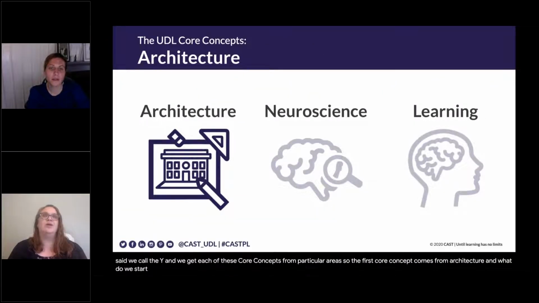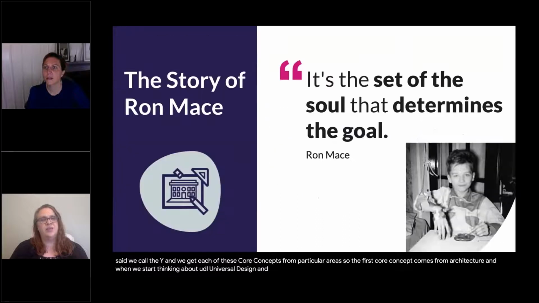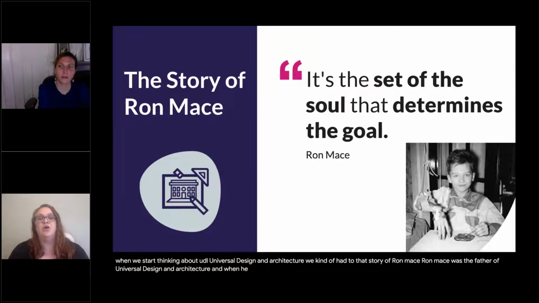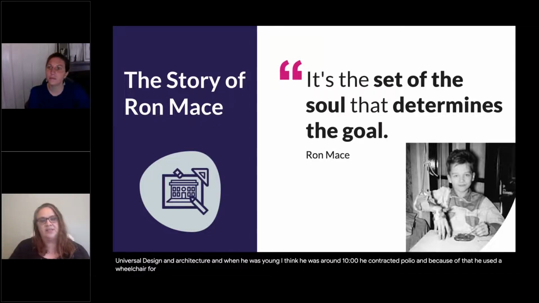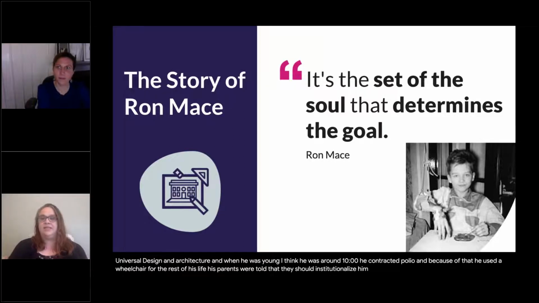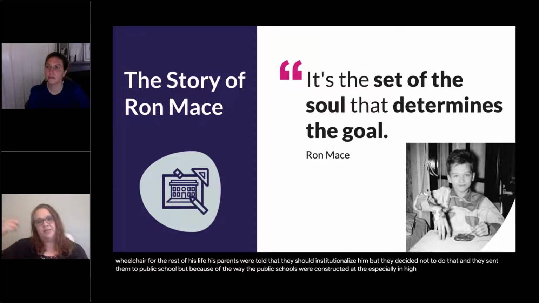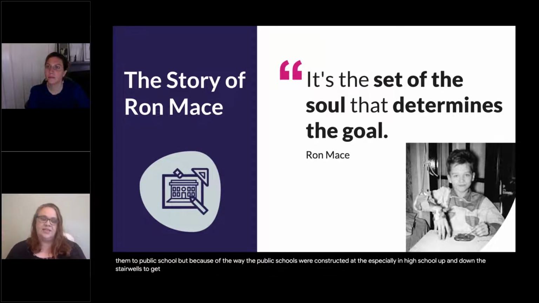And when we start thinking about universal design in architecture, we head to the story of Ron Mace. Ron Mace was the father of universal design in architecture. When he was young, I think around 10, he contracted polio, and because of that, he used a wheelchair for the rest of his life. His parents were told that they should institutionalize him, but they decided not to and sent him to public school. But because of the way the public schools were constructed at the time, sometimes his mother had to carry him up and down the stairwells to get to classes, especially in high school.